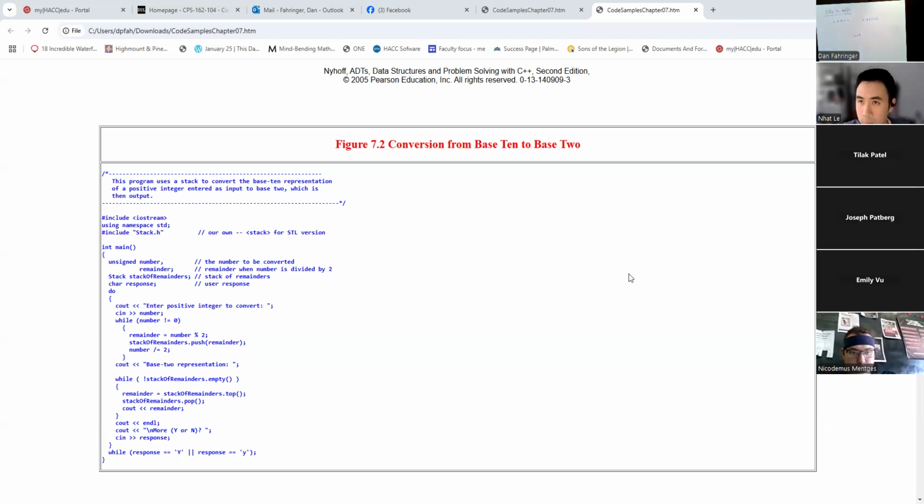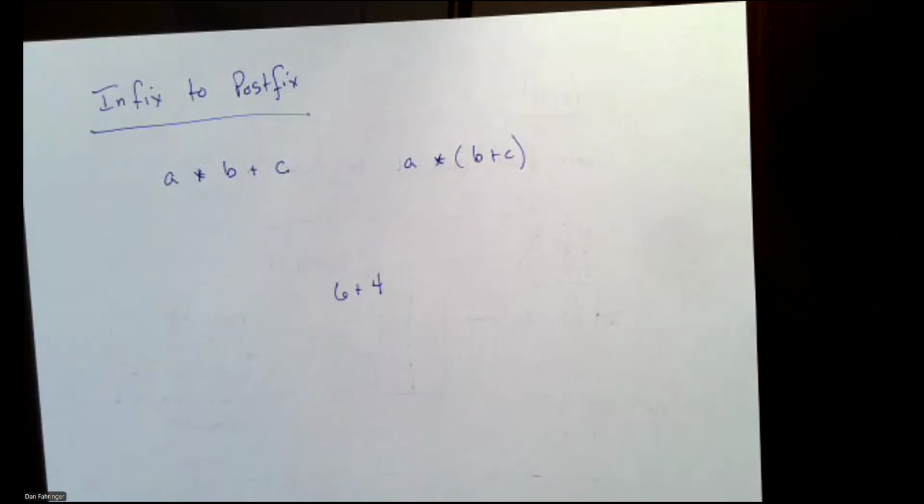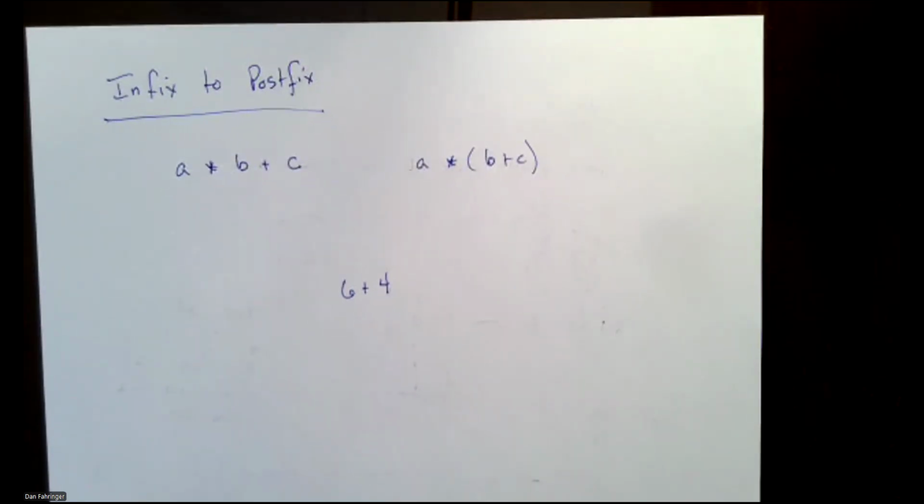Oh, your head's shaking. Yes. I'm guessing you're getting it. It works for me. Good. Hey, does it work for you? Yep. Cool. Which program was it again? Converting from base 10 to base 2. It was in the chapter 7 code that I gave you on D2L.